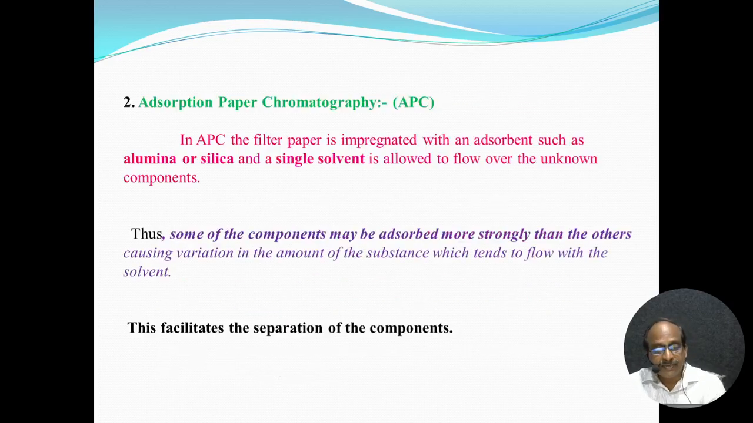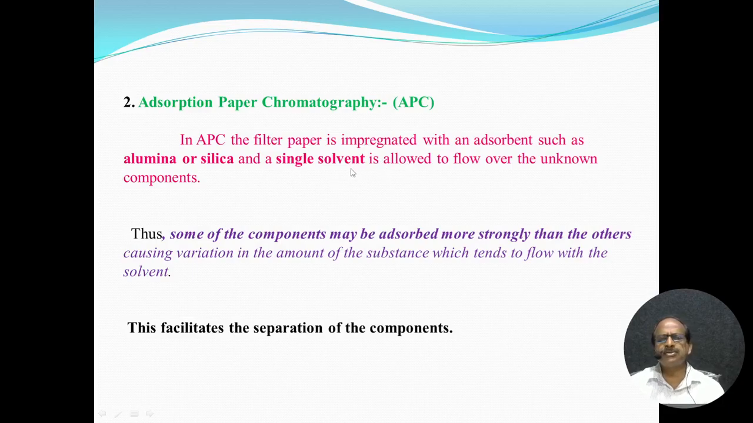The other classification is APC, called adsorption paper chromatography. In APC, the filter paper is impregnated with adsorbents, as mentioned previously, such as alumina or silica, and a single solvent is allowed to flow through the unknown components. In adsorption chromatography, only a single solvent is used.